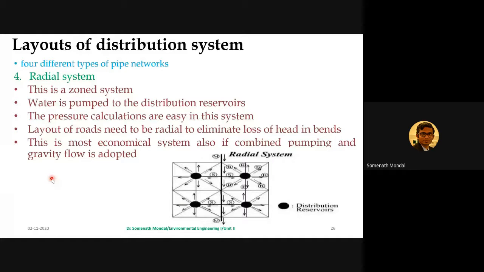So water is pumped to the distribution reservoirs, and from the reservoirs it flows by gravity to the tree system of pipes. The pressure calculations are easy in these systems, and the layout of roads needs to be radial to eliminate loss of head in bends. So usually we try to avoid providing bends, and in areas where you have this radial type road network, only this kind of radial system is very suitable.